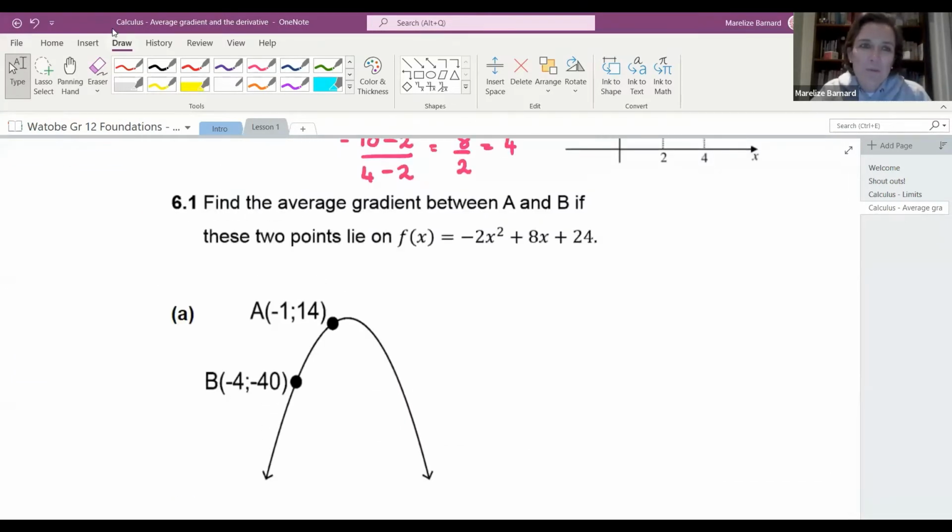Here's another example. Please try this one on your own. We've got the average gradient between point A and B, if these points lie on this function, f of x. There's point A, there's point B, and quickly, in 1 minute, calculate the average gradient for me between point A and point B. Put your answer in the chat as soon as you're done.